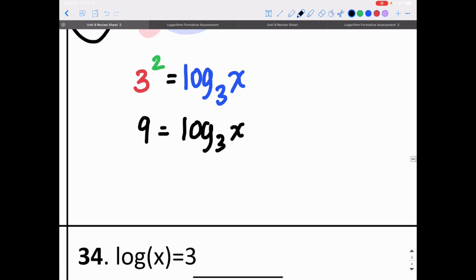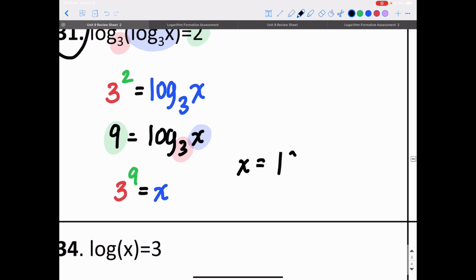And this is another logarithm. I can't solve it in logarithm form, so I need to convert to exponential form. My base is 3, so I'm going to write my base is 3. My exponent is 9, so I'm doing 3 to the 9th power gives me my answer, which is what's inside of the logarithm, x. So I know that x is 3 to the 9th power. I'm going to do 3 to the 9th power in my calculator, and I'm going to get that x is equal to 19,683, and that's my answer.